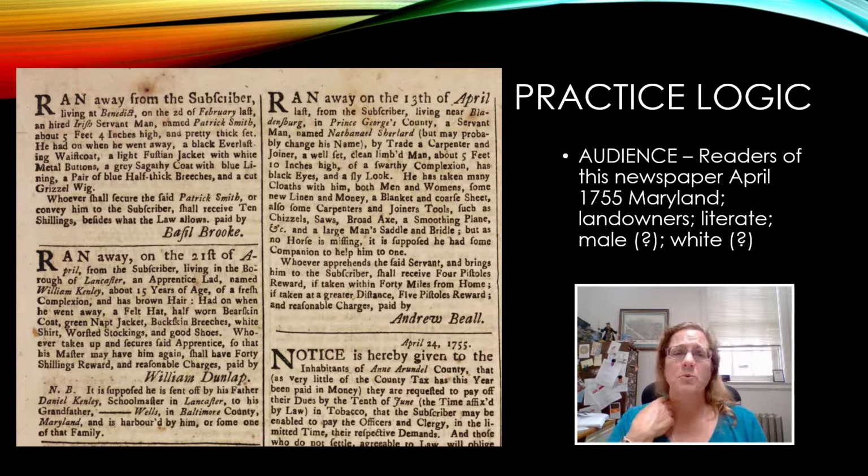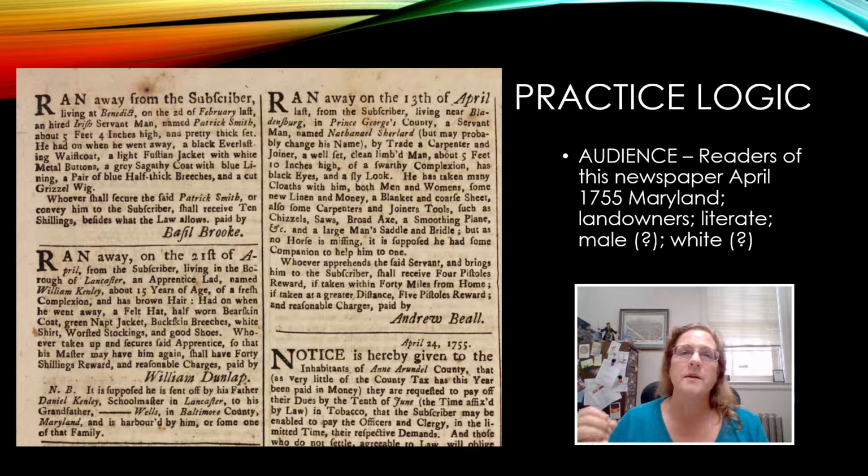How do you think Basil Brooks was imagining these readers? I think that they were a lot like him. I think he's aiming toward landowners. I think he's clearly aiming toward literate people because they also are reading the newspaper. They were probably male, they were probably white, but not necessarily exclusively. We tend to think about people in that time period all being white and male because that's just kind of the image that we have. But there were certainly female landowners. There were non-white landowners. They weren't a majority, but they were there.